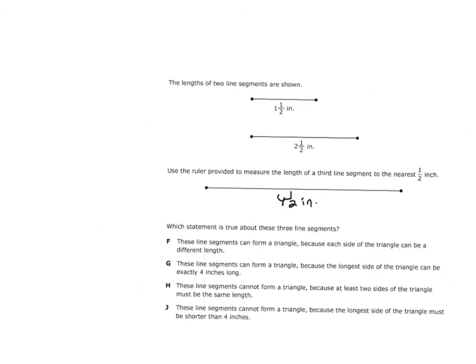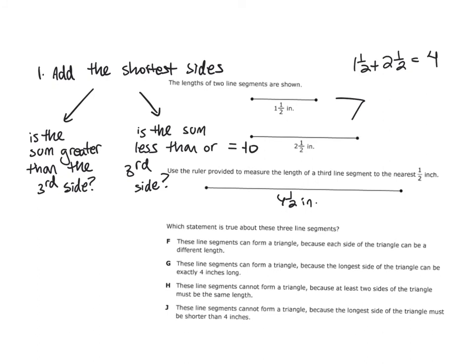So let's take a look at this problem and see if these 3 segments could make a triangle. Normally you'd have to measure that, but I've already measured it for you. It's 4.5 inches. So remember the procedure we used before. First, we add the two shortest sides. In this case, 1.5 plus 2.5 equals 4. Next, we ask ourselves a question. Is the sum greater than the third side, or is it less than or equal to the third side? In this case, 4 is less than 4.5. That tells us that these sides cannot make a triangle. So no, we do not have a triangle here.